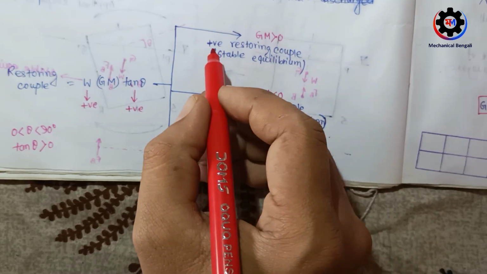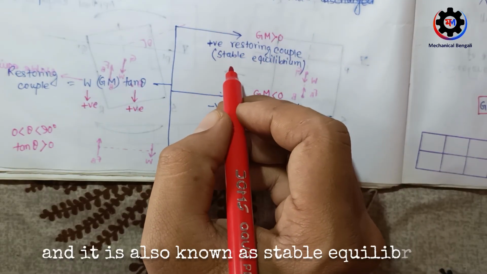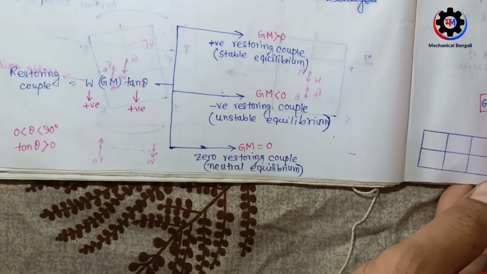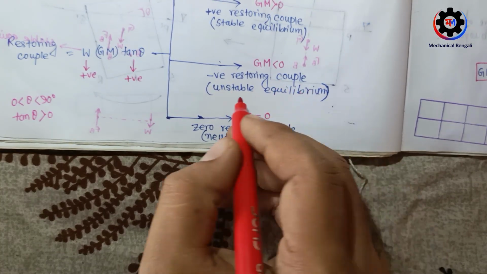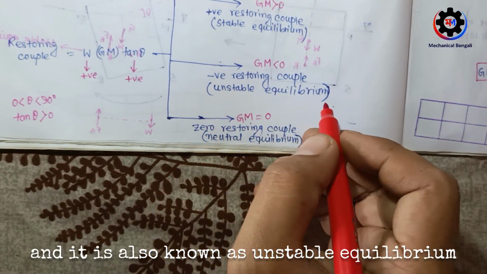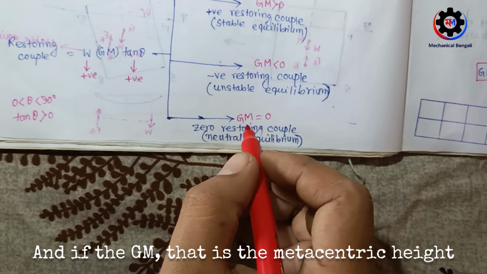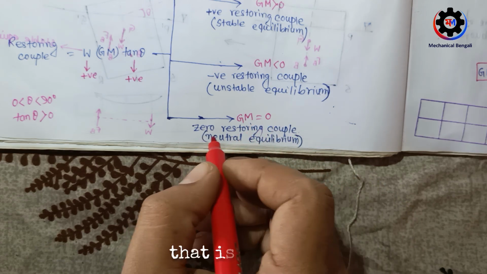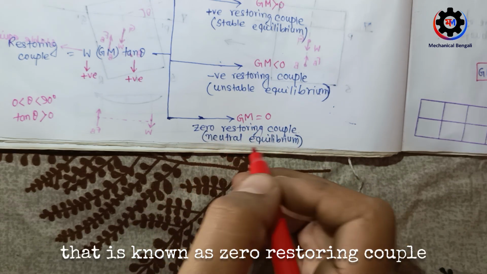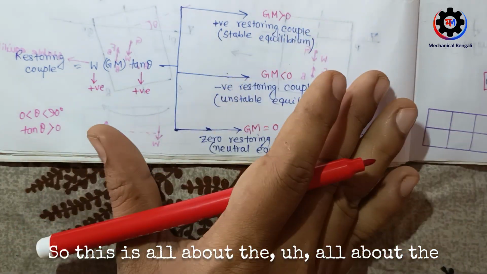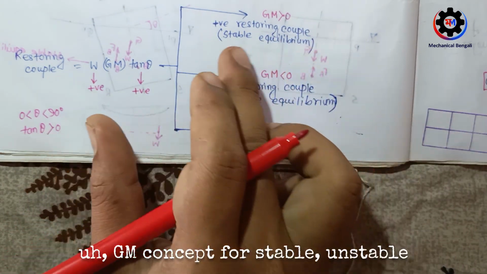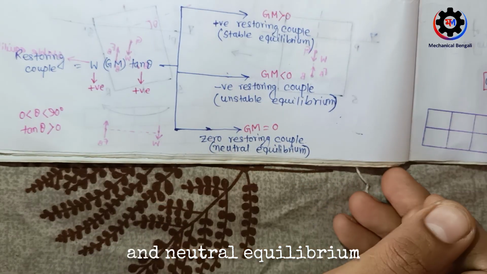If GM is greater than 0, that is a positive restoring couple, and it is known as stable equilibrium. If GM is less than 0, that is a negative restoring couple, and it is known as unstable equilibrium. And if the metacentric height GM is equal to 0, that is zero restoring couple, known as neutral equilibrium. So this is all about the GM concept for stable, unstable, and neutral equilibrium.